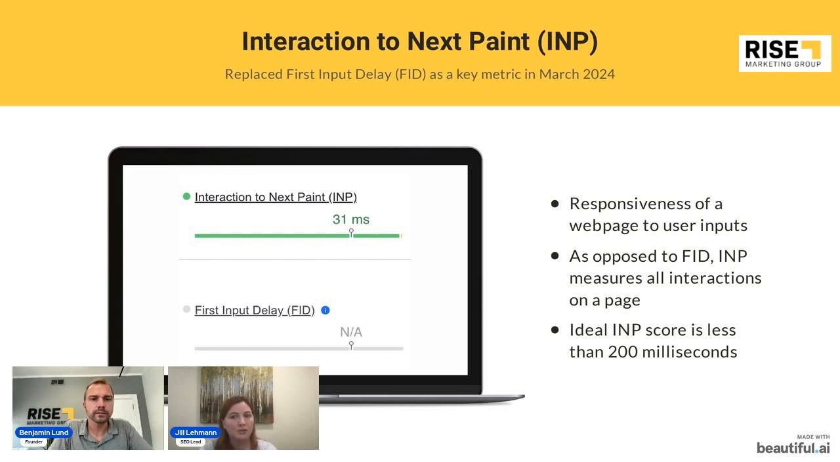So it just gives a better understanding of the total responsiveness of your pages based on all user inputs. One example of this is that users may click on more than one thing on a web page. So INP will give you a total picture of how long the web page took to respond to all of their inputs. And there is their own scoring for INP as well. So that ideal score would be less than 200 milliseconds.